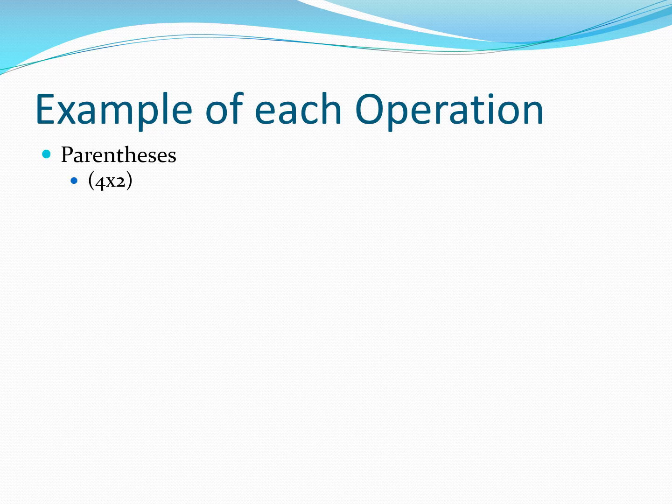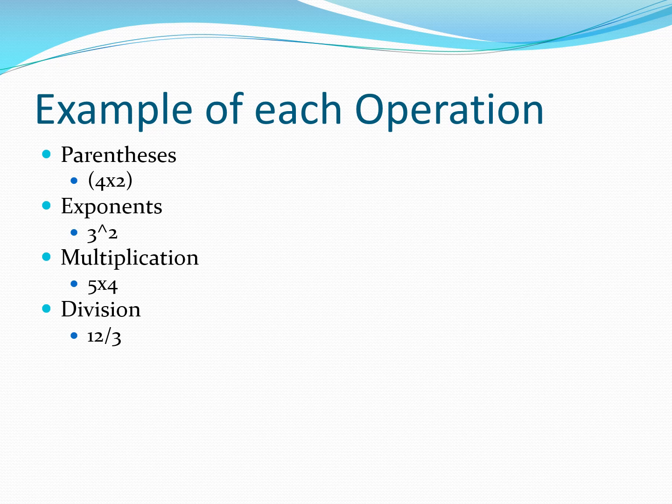So the example of parentheses is, say, 4 times 2, but it's in parentheses. That's the first thing you must do when you see the problem. Then you have the exponent, so 3 to the second power, anything to the power of. Multiplication, so anything that's multiplied: 5 times 4, 3 times 2, 7 times 5, anything of that nature is multiplication. Division, 12 divided by 3, 6 divided by 1, 9 divided by 3, anything of that nature is division.